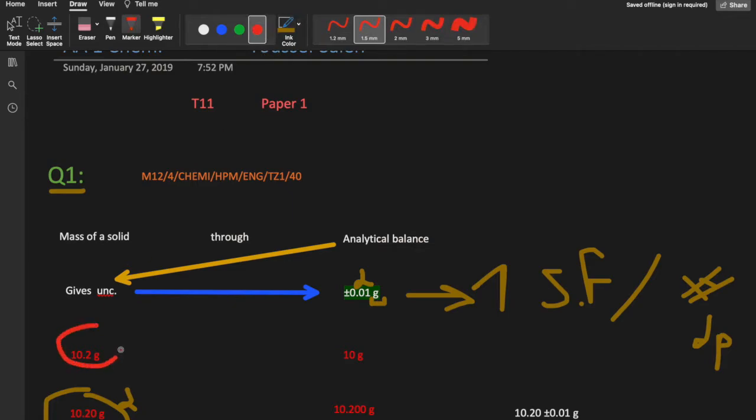This would be incorrect because it has 1. This would be incorrect because it has 0. And this would be incorrect because it has 3 decimal places. In a paper 2 question, we would write it this way, with the units of course, but since it's a paper 1 question, we choose this option.